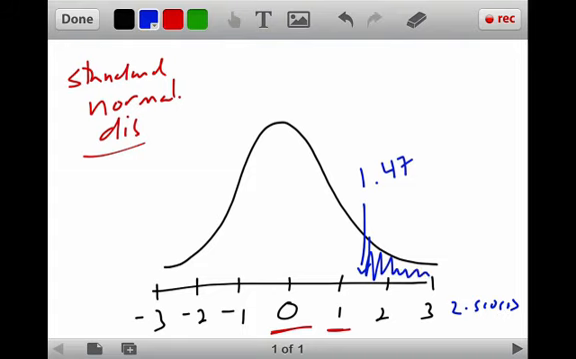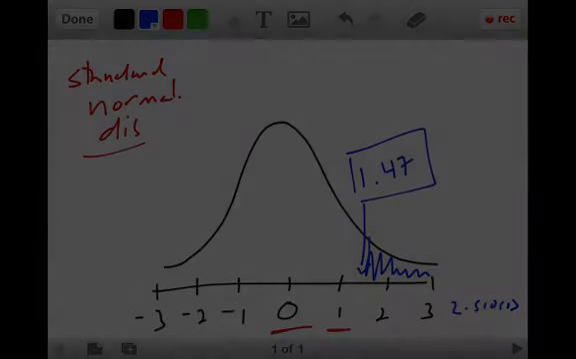Okay, but what if what we really wanted was to know the proportions or probability of getting a score greater than a z-score of 1.47. Okay, so we're no longer interested in the left side, but we want the right side of 1.47. So how would we do this?